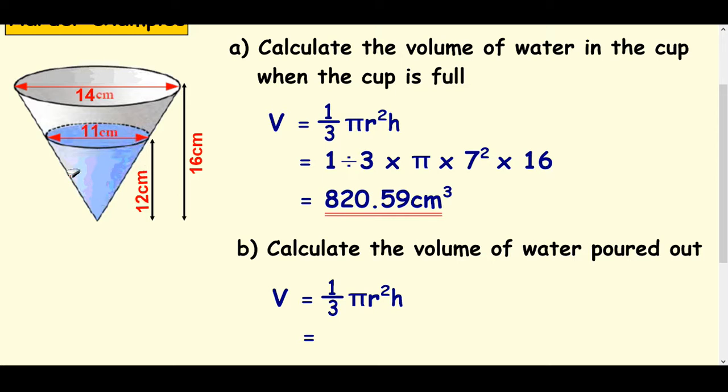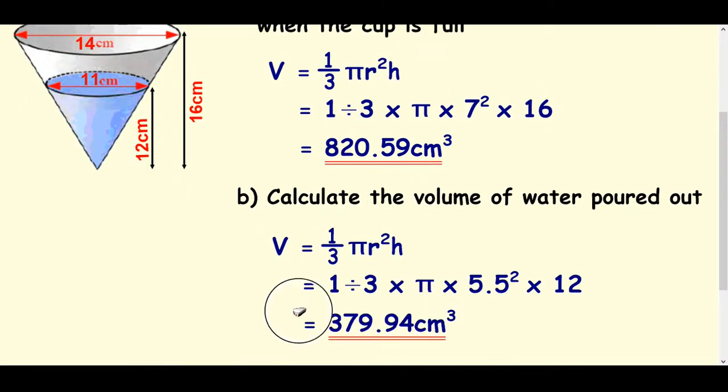So let's work out this volume here, because this is a cone. So we'll do 1/3 pi r squared h. So 1 divided by 3 times 3.14 pi. Now the radius here is from the centre to the outside, which is 5.5. Square it. The height here is 12, so times by 12. And then what you'll get is 379.94.